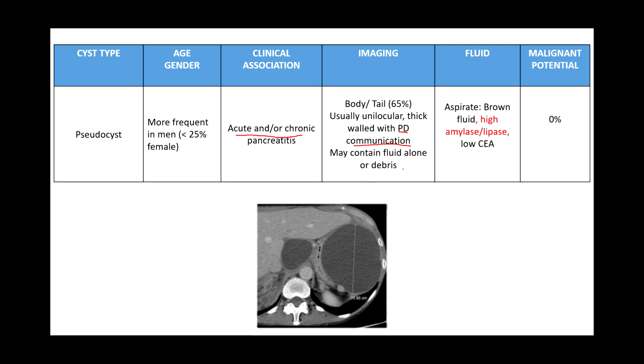The aspirate in pseudocyst is usually dark brown colored and the fluid is high in amylase and lipase, and the CEA content in the fluid is very low. The malignant potential of pancreatic pseudocyst is nil, zero. There is no malignant potential in pancreatic pseudocyst, as we all know, right?